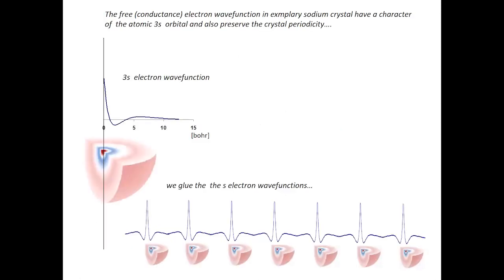Okay, so just to start this. This is a simple example of how you construct the wave function for an electron in some exemplary sodium crystal. The sodium crystal is hydrogenic, let's say. So you have just one electron in the outer orbital. This is an s orbital, just like the first orbital of hydrogen.